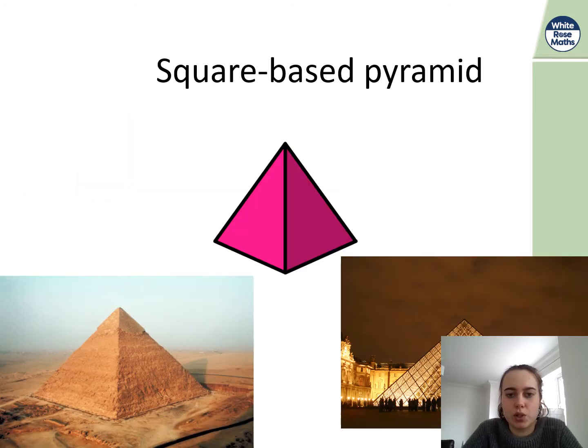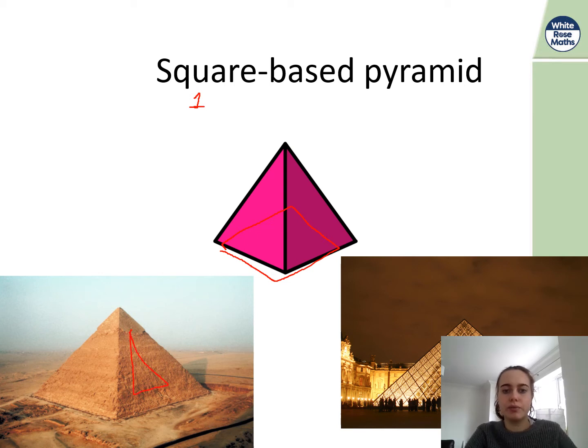We've also got square-based pyramids. Now it's called a square-based pyramid because on the bottom of this shape, if I was to lift this up, there would actually be a square on the bottom, okay? So it's got one square face, that makes it a square-based pyramid. On the bottom, it's got a square. But the other faces are, of course, triangles.